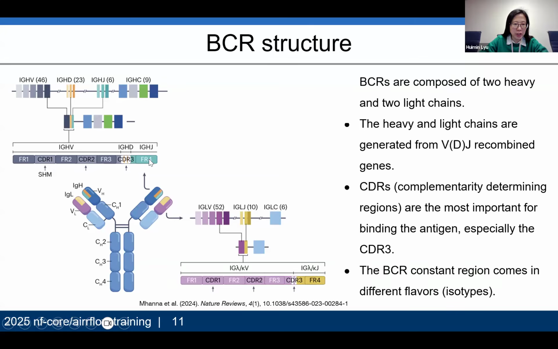So this region can also be divided in another way. There is a framework region and the CDR region. CDR stands for complementarity-determining regions. These regions directly bind with antigens. BCR also has a constant region. The constant region determines the function of the BCR, and we see BCRs of different types.